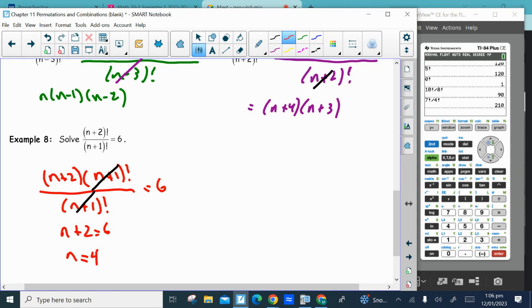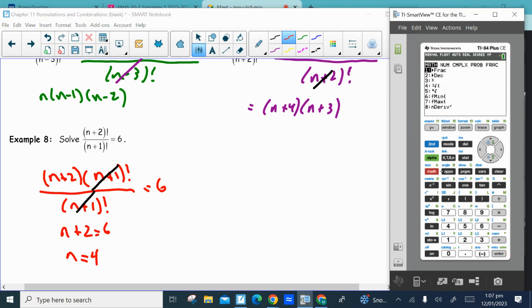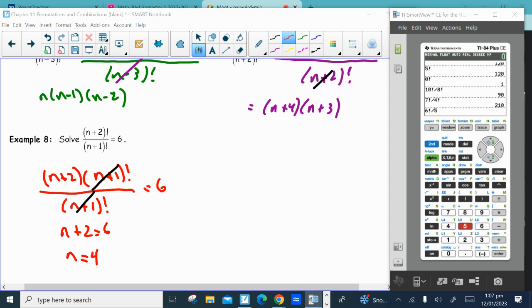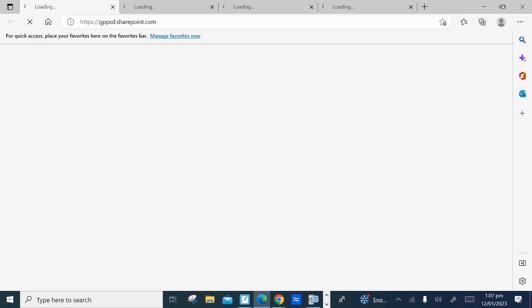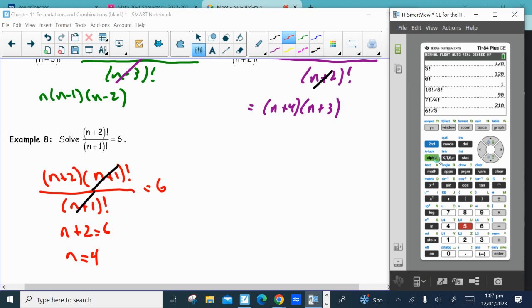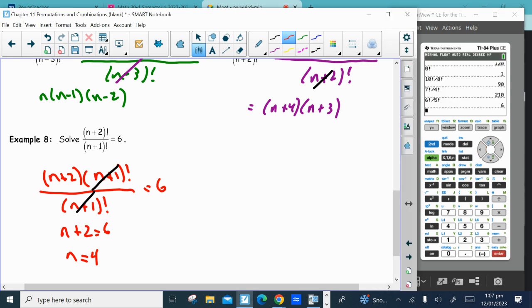And we could definitely check this if we wanted to. If you let n equal 4 in the original question, you'll have 4 plus 2 factorial on top, or 6 factorial. Divided by, again, when n is 4, the bottom is 4 plus 1, or 5 factorial. And that does equal 6. So we can check that.